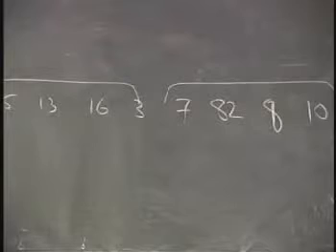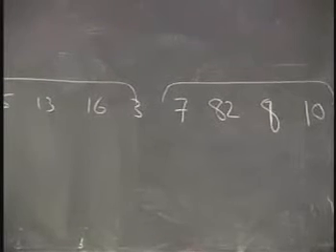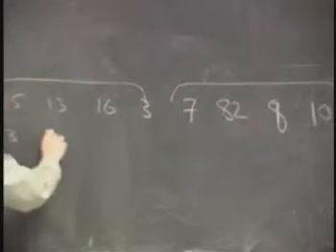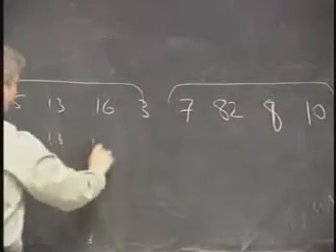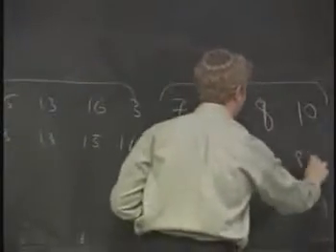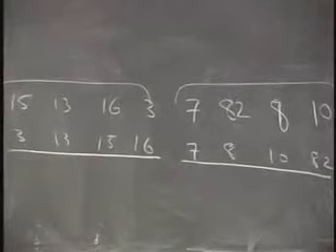And thank God you spent a whole month doing Scheme, so I don't have to go too much into it, but I will still go into it. We recursively sort these 2. We get it for free. So this turns into 3, 13, 15, 16. I'm so slow. 7, 8, 10, 82. Good. This is sorted, and this is sorted. That was done for free.